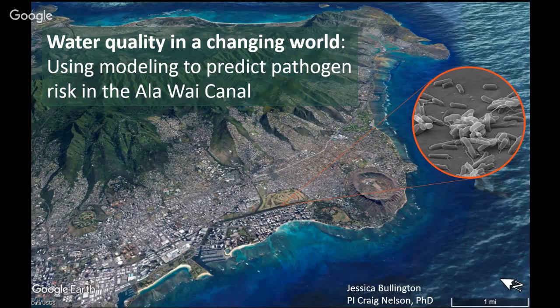Everyone. So as Maya said, I'm Jessica Bullington, and I'm a first-year master's student in the Department of Oceanography at University of Hawaii, and I'm working with Dr. Craig Nelson. My thesis will be using modeling to predict pathogen risk in the Ellison Canal.